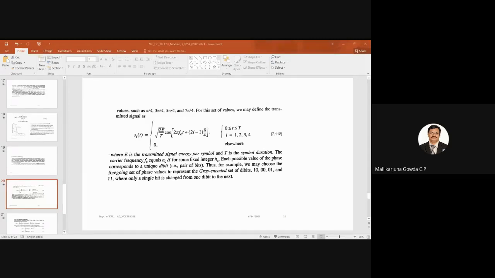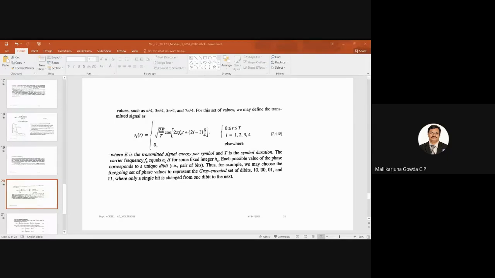Those 4 phases are what? Pi by 4, 3 pi by 4, 5 pi by 4, and 7 pi by 4. So this is one possibility. Another possible set of phases is 0, 90, 180, 270, and again back to 360 degrees. That is also a phase difference of 90 degrees, right? So let us try to understand this first.